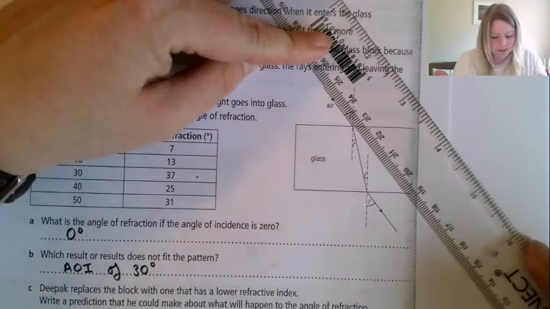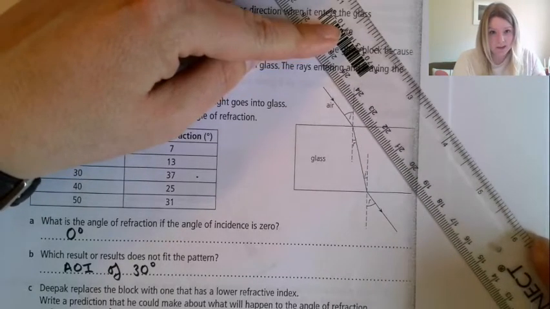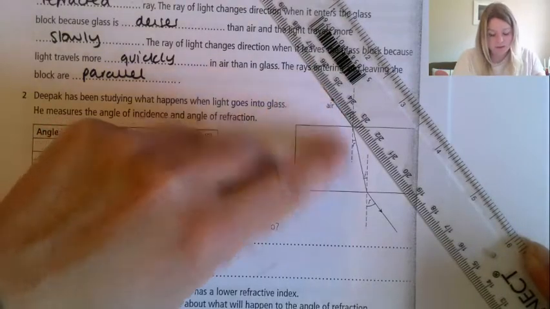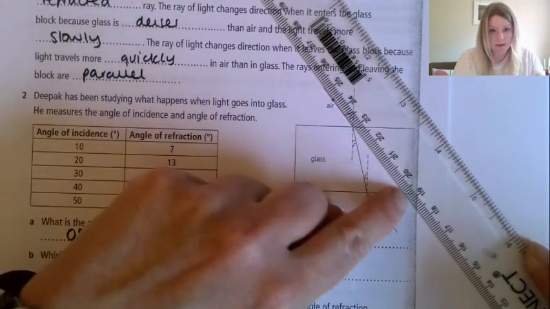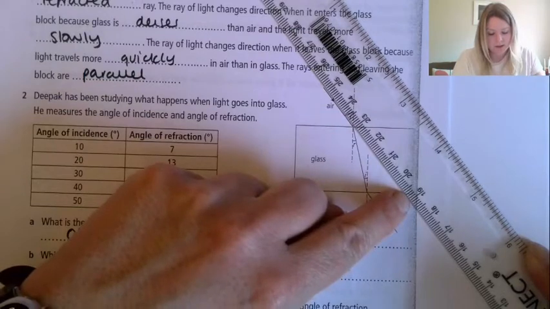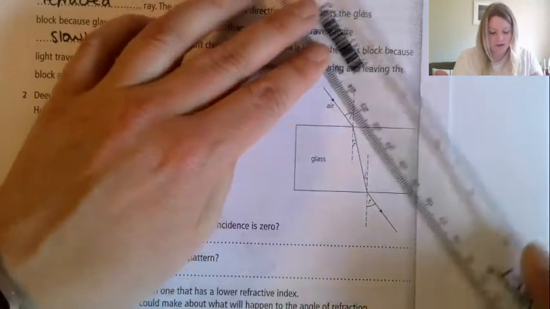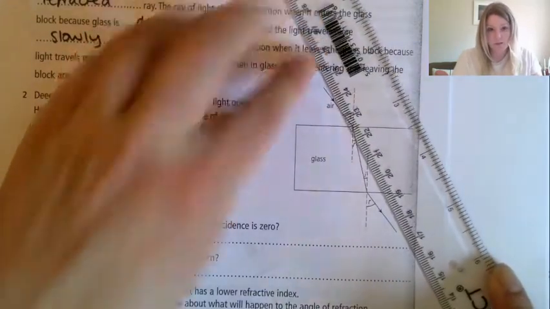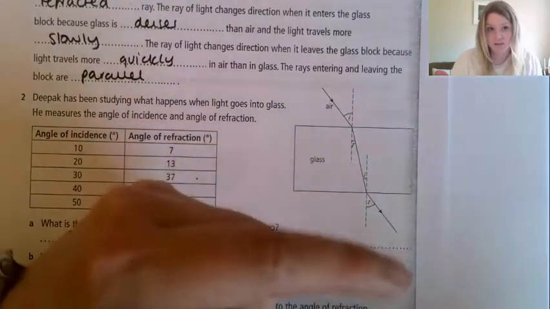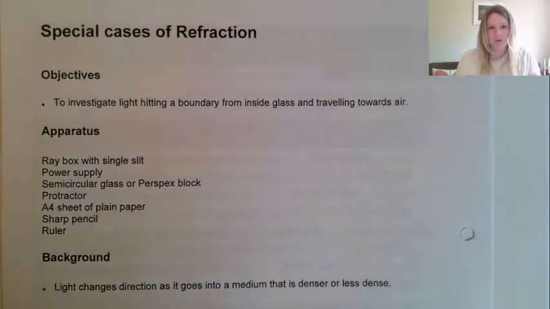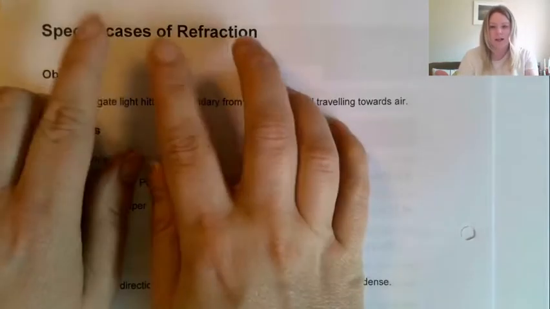So if the light was originally, see the way I'm lining up my ruler here with the incident ray, if this block wasn't here, this is the path the light would take. But if he had one with a lower refractive index, it just wouldn't refract as much as being the whole way over there, so maybe about there somewhere, and that means the angle of refraction is bigger because it's measured from the normal.